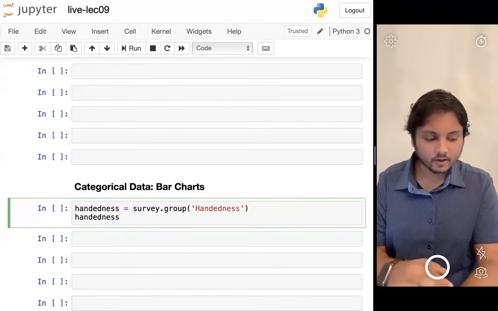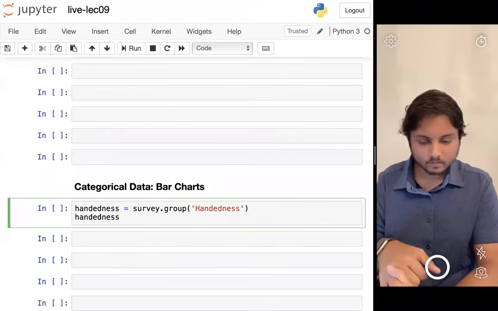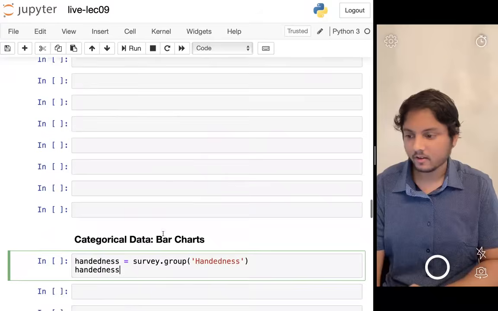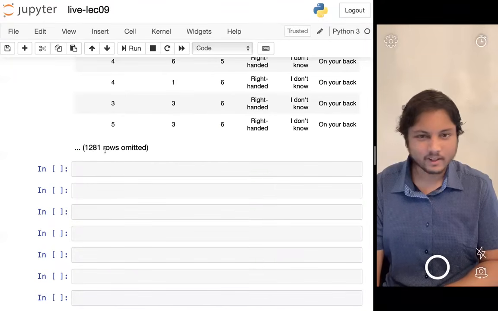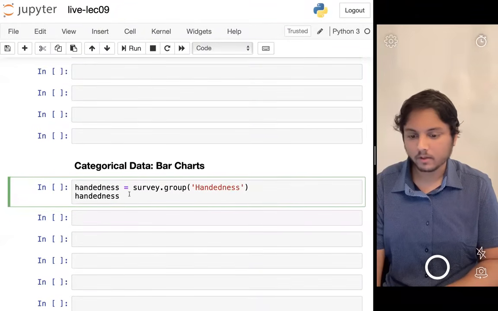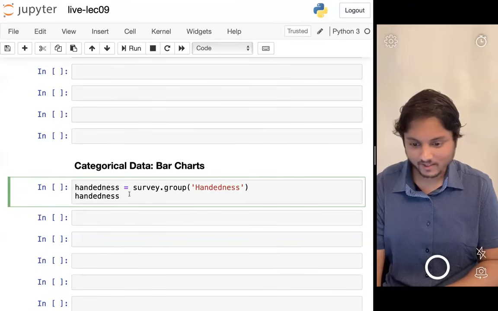So one question for you guys is, how many people do you think are going to be right-handed versus left-handed? We have almost 1,300 responses right now. So what do you guys think? How many people are going to be right-handed? 94%, 90%, 75%. Okay, at least 1,100 should be right-handed. Okay, cool.